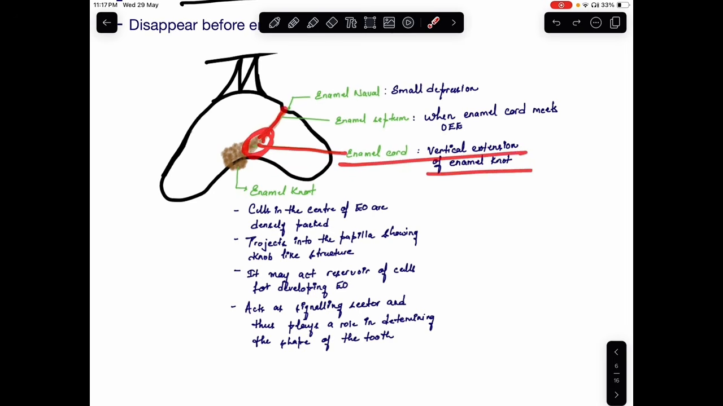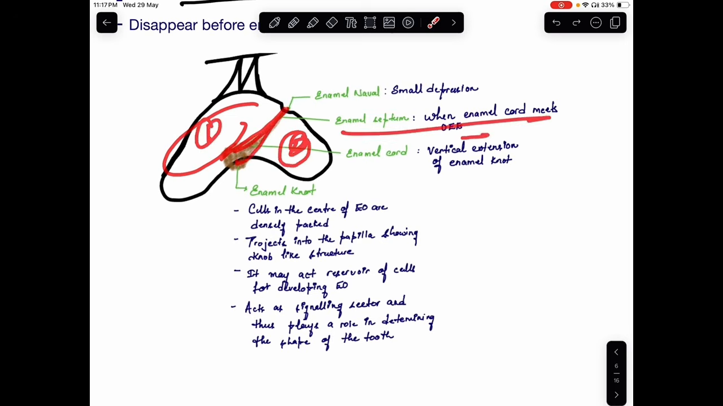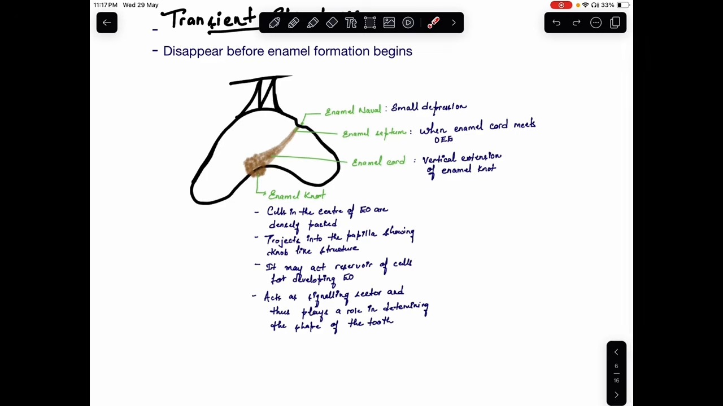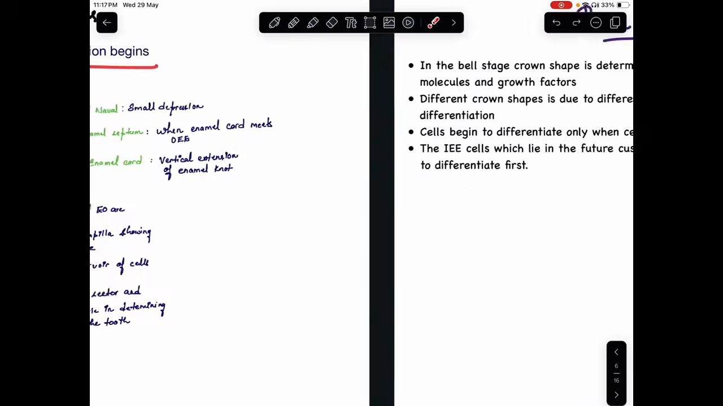And when this extension reaches the outer enamel epithelium, it is called the enamel septum. Because at this point it has divided the entire enamel organ into two parts. So this acts as a septum and this is called an enamel septum. Now at the point of meeting of the outer enamel epithelium and this enamel septum, a depression is formed. This depression is called the enamel navel. So these are the transient structures and they disappear before enamel formation.